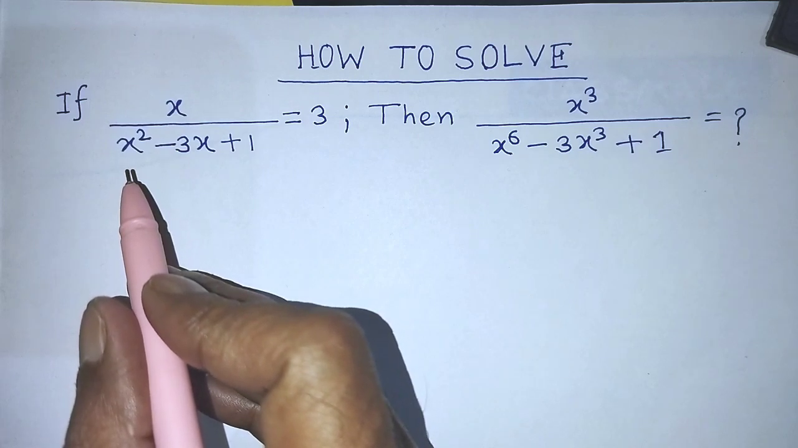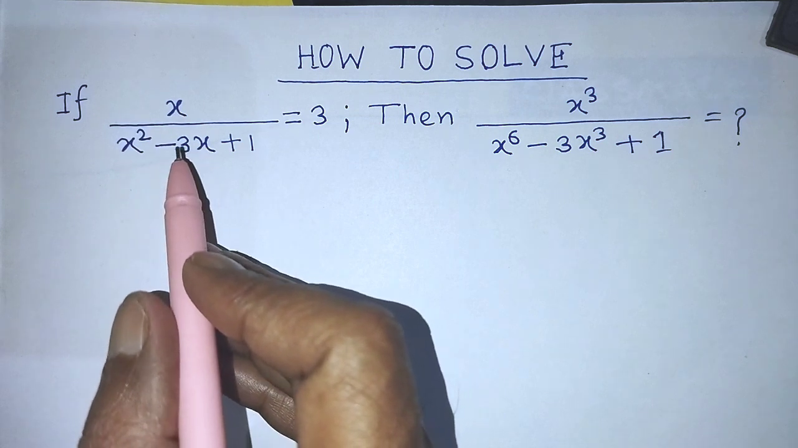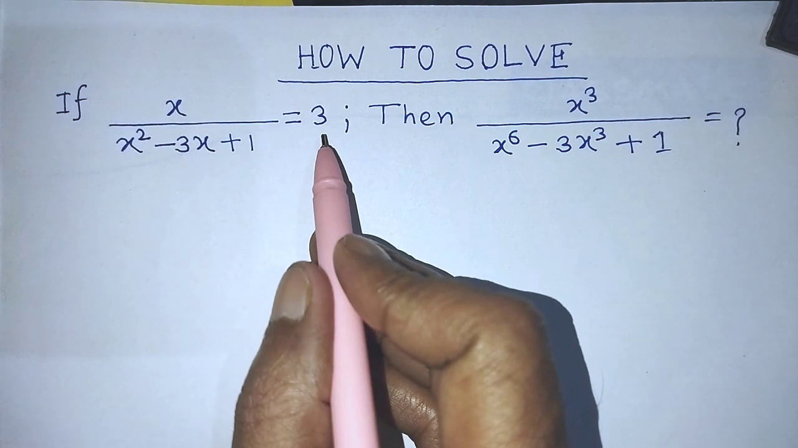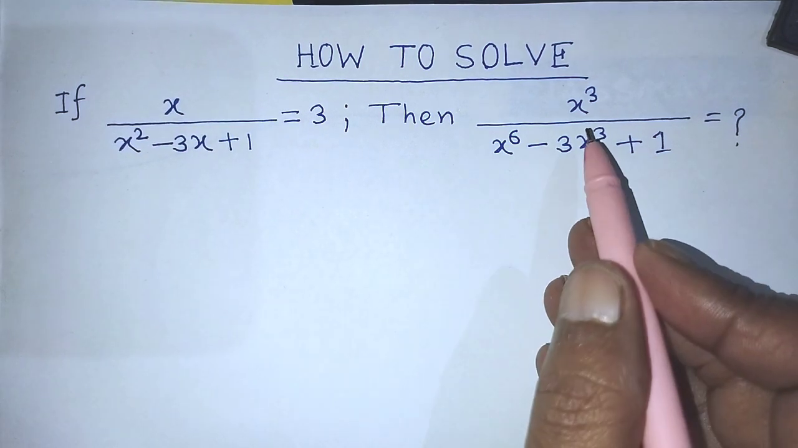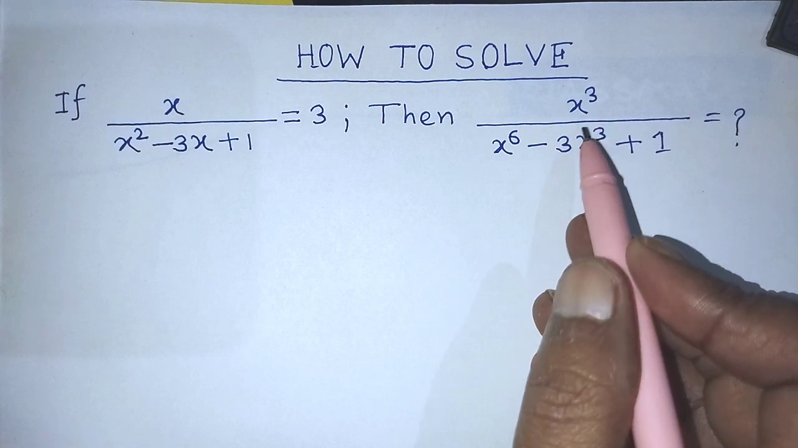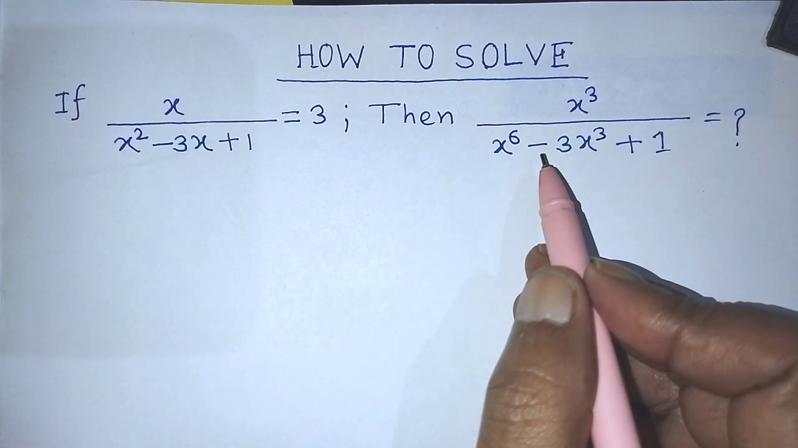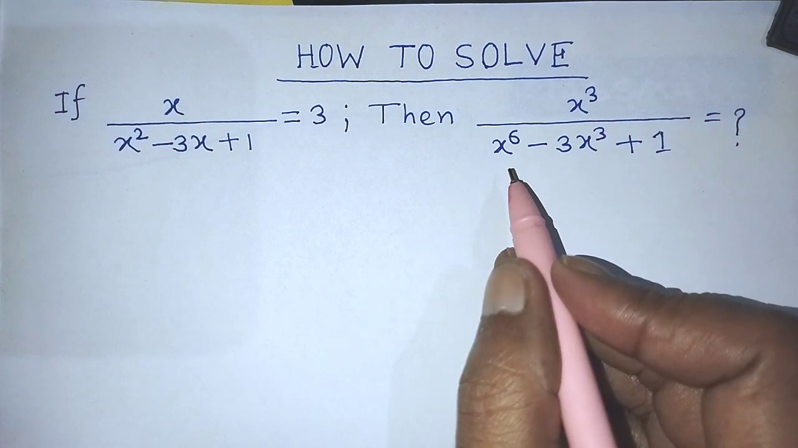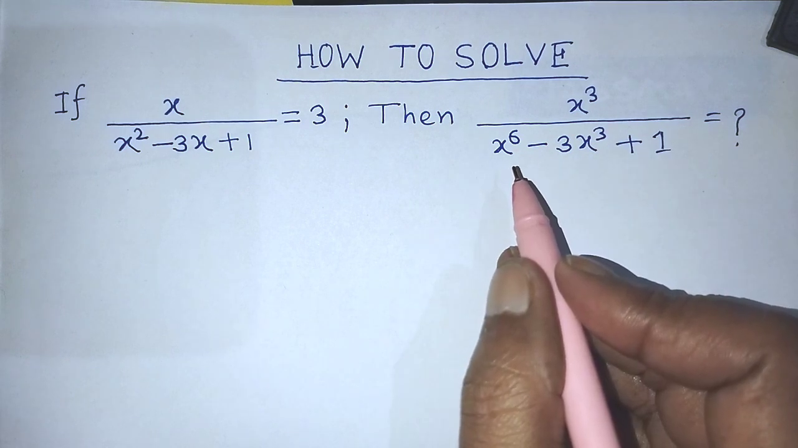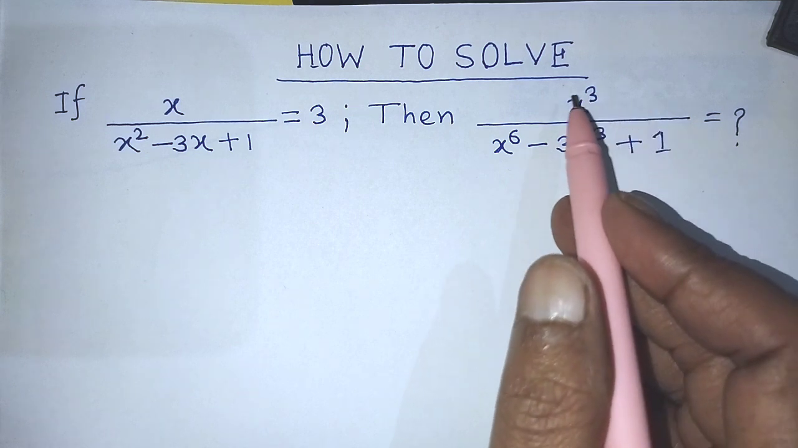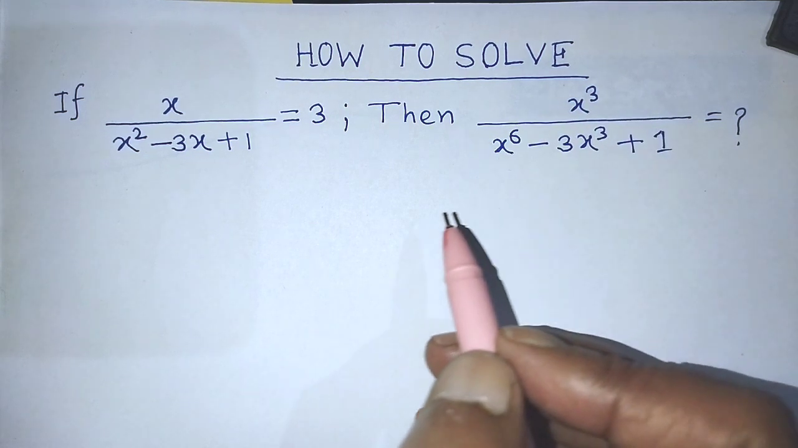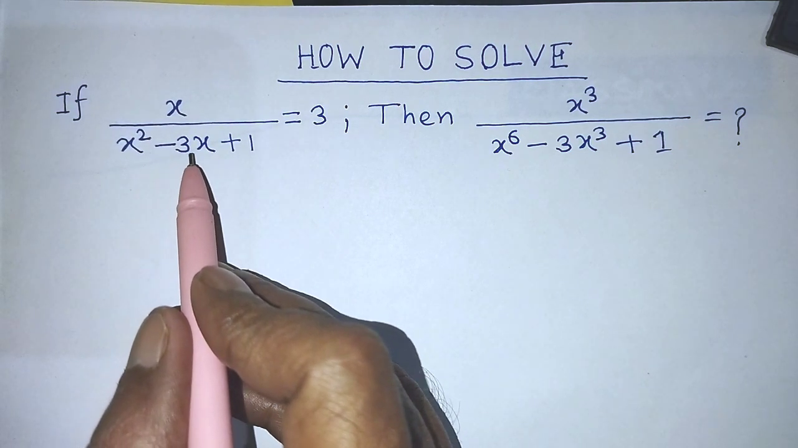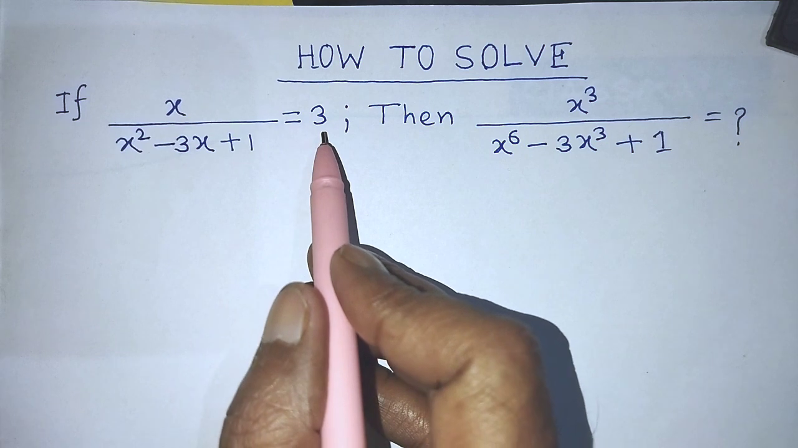So students, today our question is: if x over x square minus 3x plus 1 is equal to 3, then find the value of x to the power 3 over x to the power 6 minus 3 into x to the power 3 plus 1. Today in this video I will tell you how to find the value of this algebraic expression from the given equation x over x square minus 3x plus 1 is equal to 3.